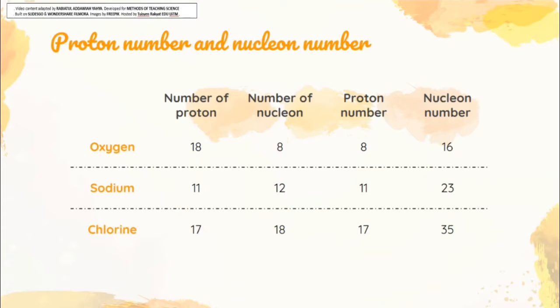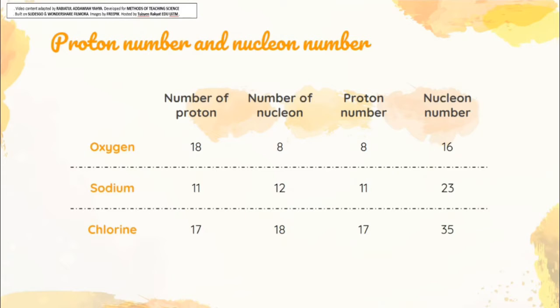Let's look at the table. As you can see, what is the relationship between the number of protons and the proton number, and the relationship between the nuclear number and the proton number? The table shows the proton number and nuclear number of oxygen atom, sodium atom, and chlorine atom.